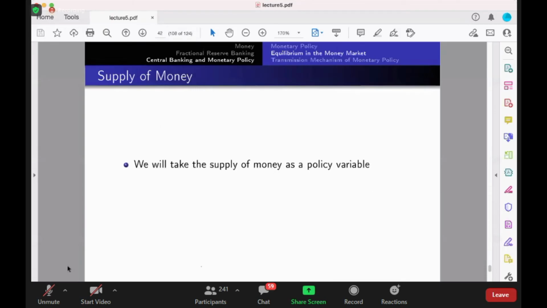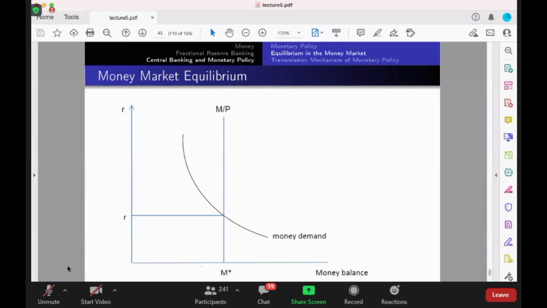So this is where we want to go. We want to say that the demand for money should be negatively sloped like this, to show that if interest rates go up, you reduce the amount of money that you hold for other purposes. But for the supply of money, we'll assume it to be fixed.